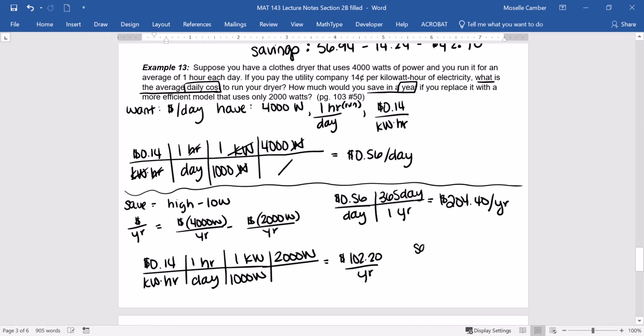So to get the savings, I take 204.40, subtract off 102.20 to get a savings of $102.20. Now, does it make sense that this is the same thing as that? In this case, yes, because we're using half as much energy, so it should cost half as much.